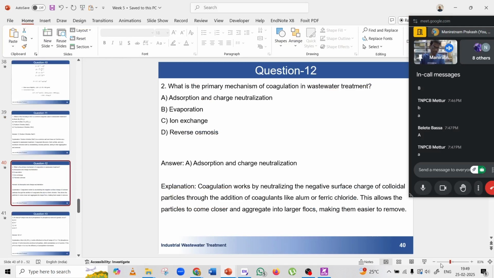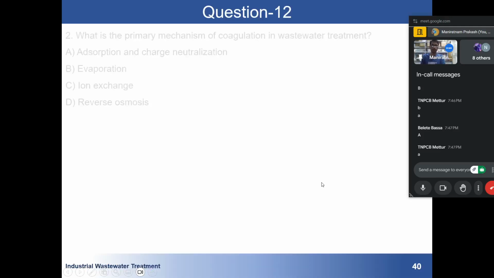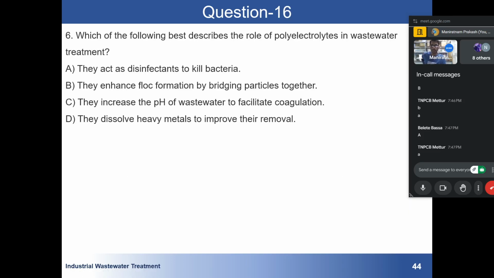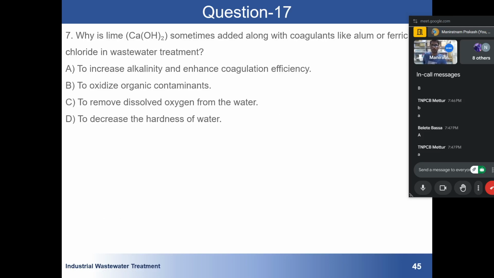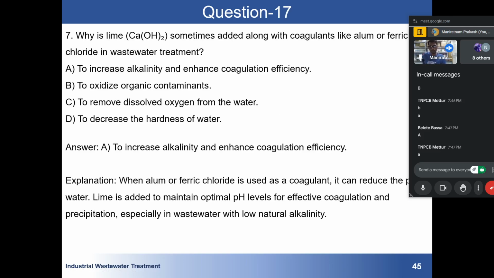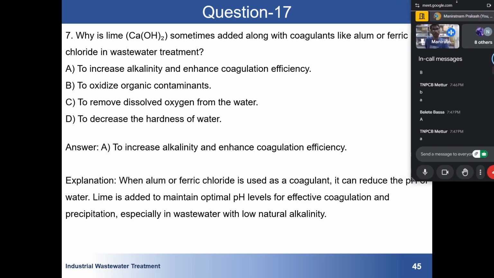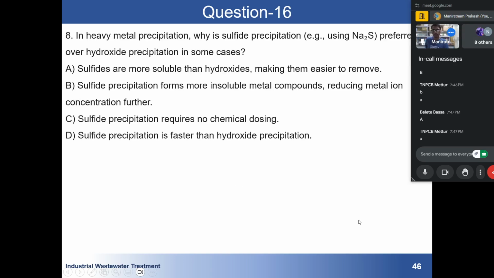So yes, the correct answer for that question was to increase the alkalinity and enhance the coagulation. When alum is added, it reduces the pH. Why does it reduce the pH? Because there is a release of H plus ions. Lime is added to maintain the optimal pH. Okay?